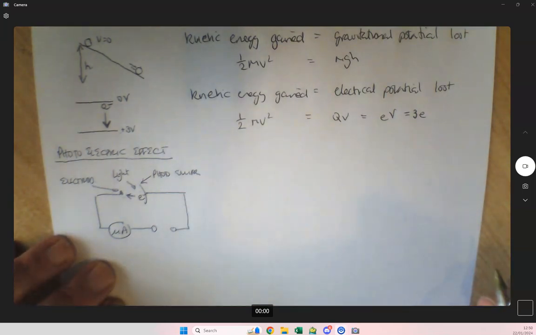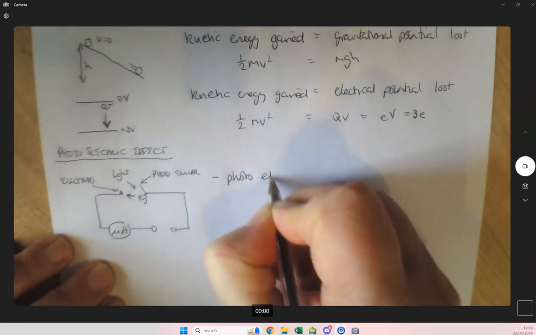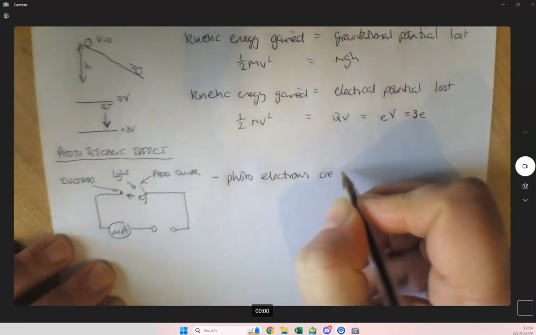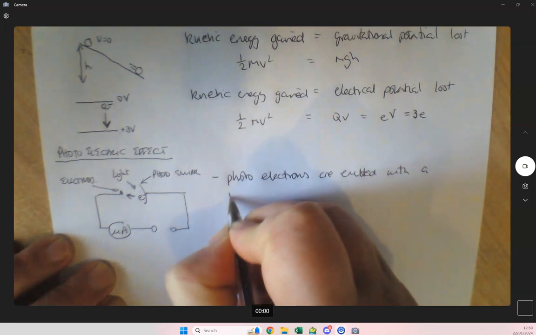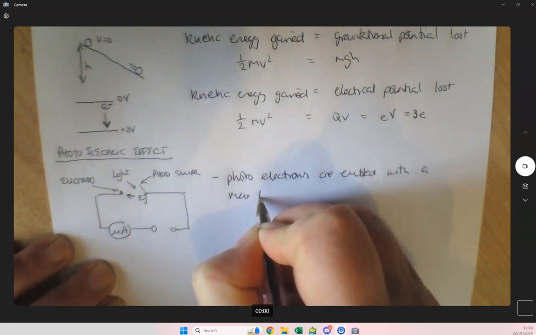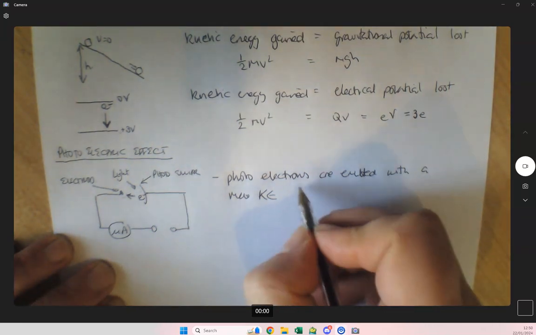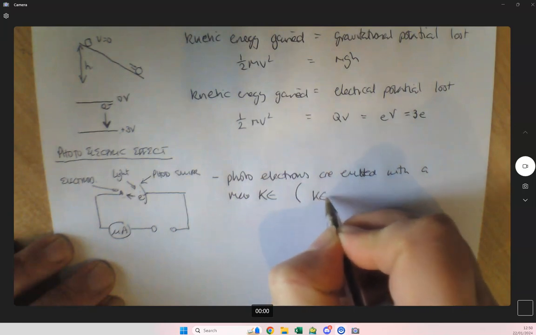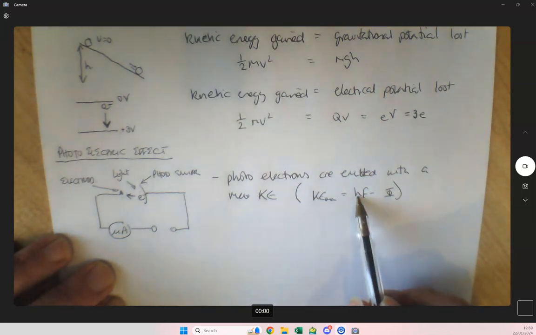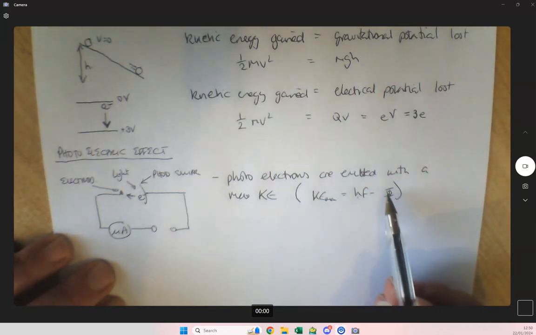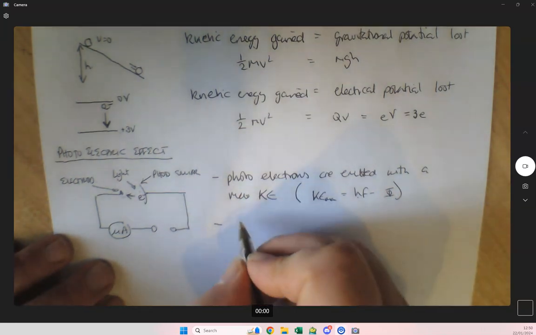So first off, let's just remember a few things. The photoelectrons are emitted with a max kinetic energy, which I'm just going to call the KE max. And we should remember, hopefully, that the KE max is equal to hf minus the work function. So it's equal to the energy supplied less the work function, which is the energy to actually get it off that surface. Next one we've got then, stopping potential.